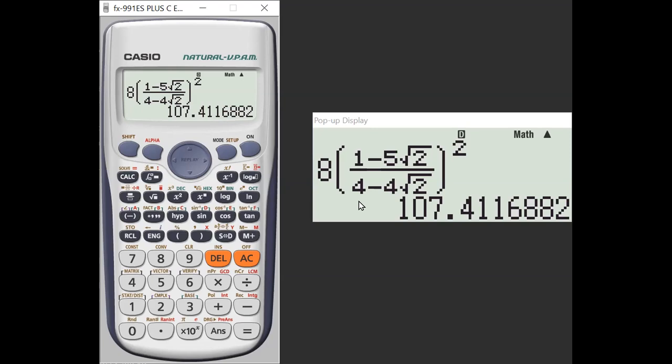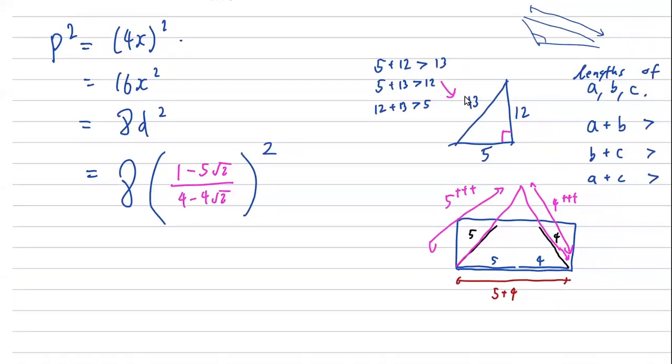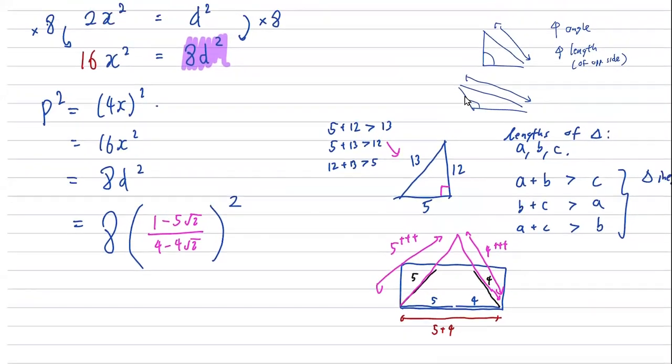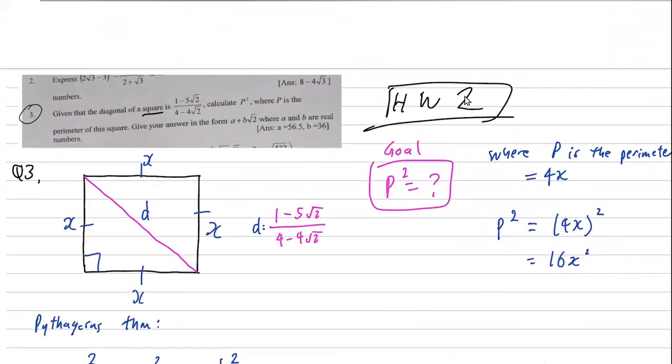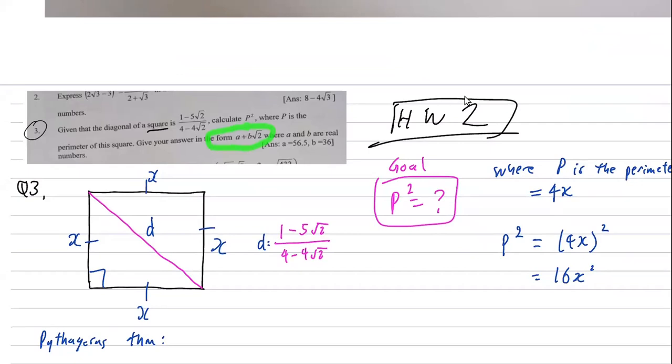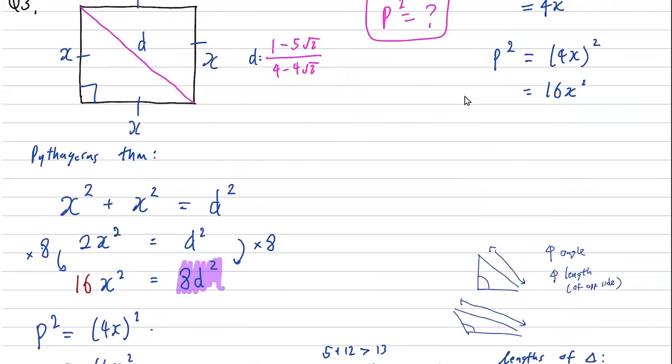Is that clear? Okay, I go back to my iPad first. Because in this question, they ask for exact value, so we can't use the calculator value. If it was just that easy, we just need to key in the calculator, and the decimal would be our answer. But they actually ask for it in the form of a plus b root 2, so we need to manually calculate it. Okay, let's just go ahead and simplify this.